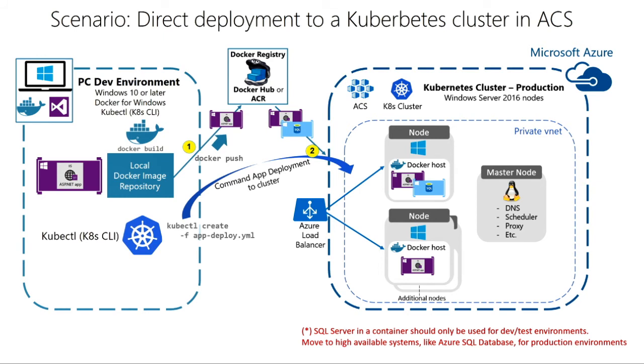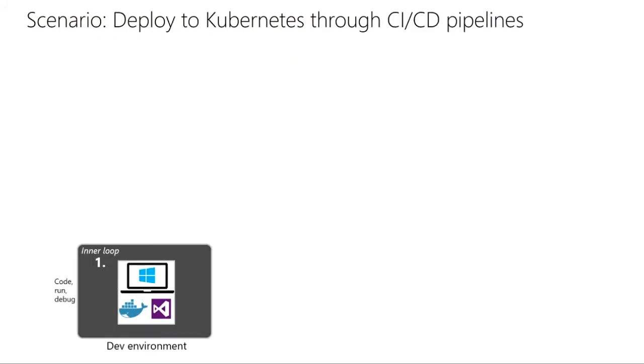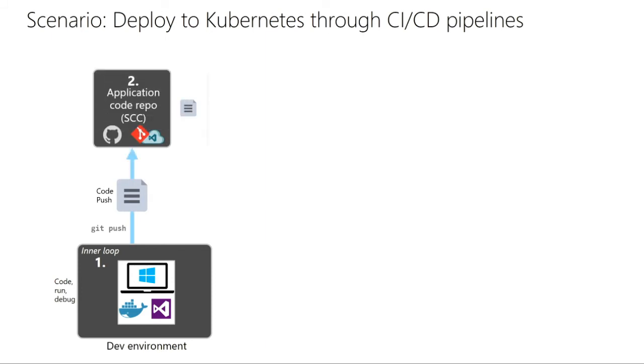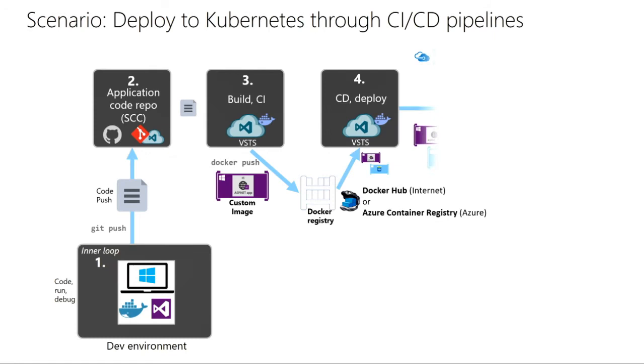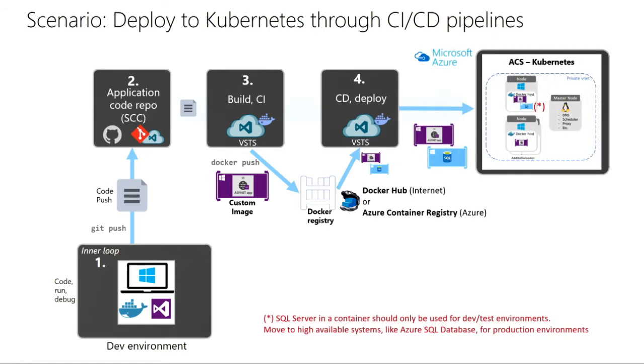So for testing that would be good. Then if you are really going to production, I would extract that SQL container and put it in Azure SQL database or managed instance. And again, a similar scenario as before: build CI, push into the Docker registry, this is the same. But now the difference is that we are deploying to an ACS Kubernetes cluster. And I will show you that now also in VSTS.